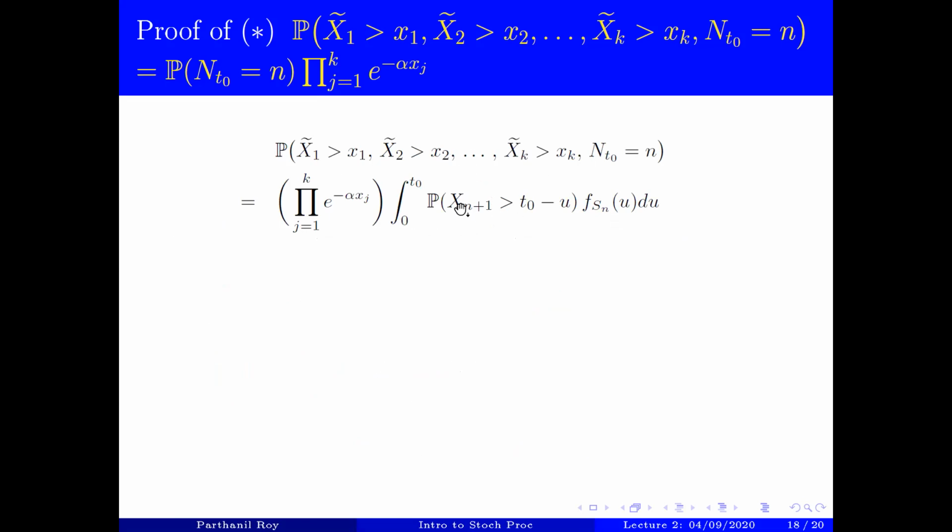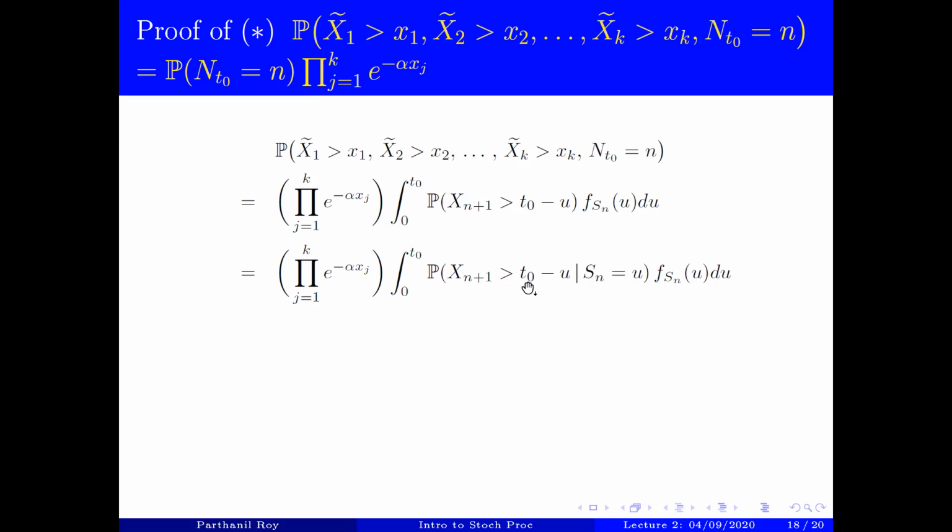Now this, I haven't written the density of Sn explicitly, which I could have done, but I didn't do it. There is a reason behind it. I'll write one more step just to remind you. I'll deliberately write this unconditional probability as a conditional probability. Namely, I'll condition on Sn equal to u, or Sn being very close to u. Now, of course, this conditioning is a joke because xn plus 1 is independent of Sn. Sn is a function of x1 to xn, and xn plus 1 is after xn, and all the xi's are iid. So therefore, Sn is independent of xn plus 1, and therefore this conditioning is just a joke.